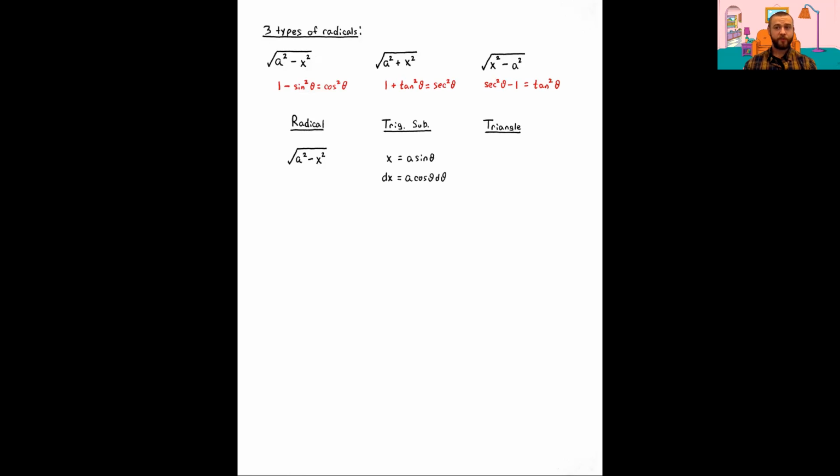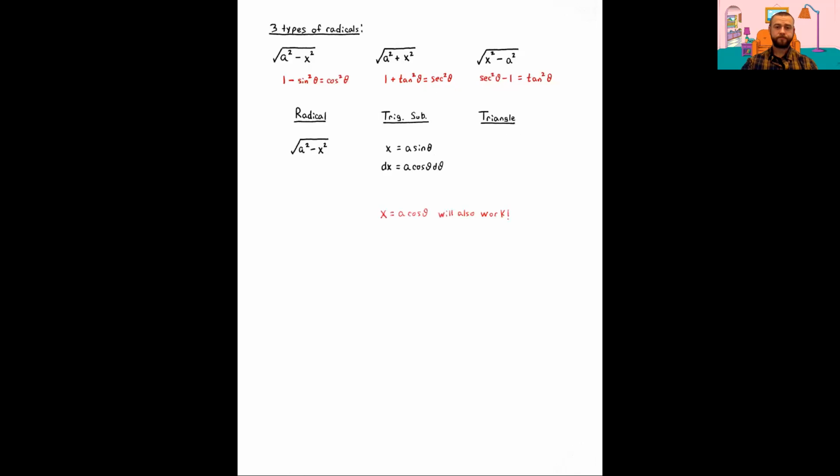The differential, which we expect with substitutions: if we make a substitution for x, we have to calculate the differential dx, which would come out, the derivative of sine would be cosine. So dx here is a, that constant, times cosine of theta, d theta. All right.